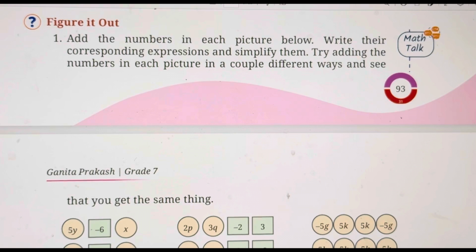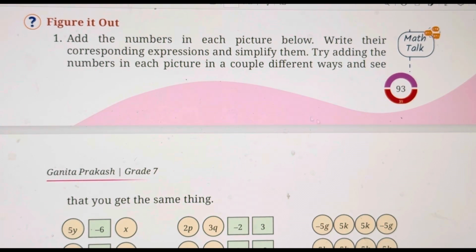In this video, we are going to continue with chapter number 4, Expressions using Letter-Numbers of grade 7 mathematics of the new NCERT textbook Ganita Prakash. We are going to cover the Figure it Out exercise which is given on page number 93 and 94.